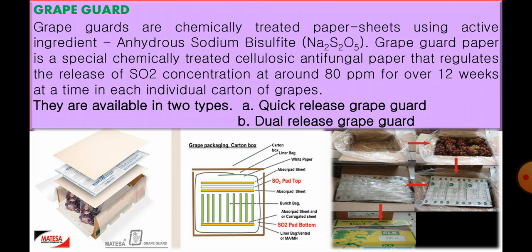Quick release grape guard retards decay development up to 3 weeks at 0 degrees Celsius. It can help for a few days to control decay without refrigeration. Dual release grape guard can be used for decay retardation up to 12 weeks in storage or transit with refrigeration facilities. It is effective at 0 degrees Celsius.